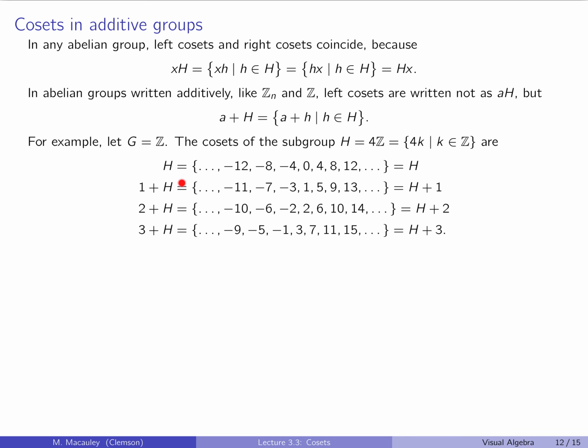Notice that these left cosets are equal to the right cosets because a plus b equals b plus a. Note that we could still write something like 3H, but that would not be interpreted as a coset. It would be interpreted to mean the subgroup 3 times H, which is 12Z.